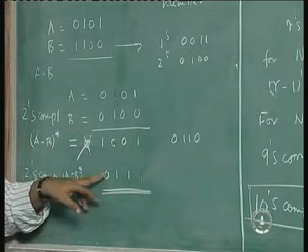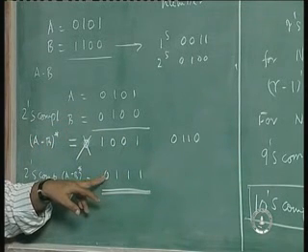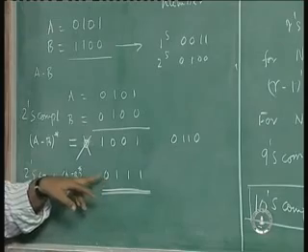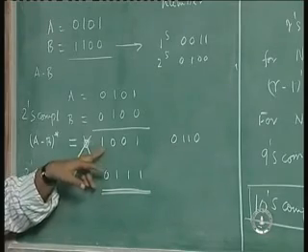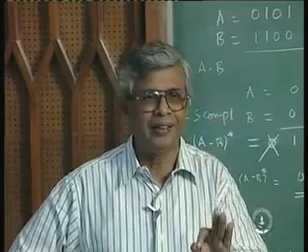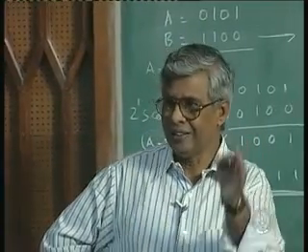But this is 0, and I know the number is negative, so I cannot have a 0 here when the number is negative. The answer is minus 7. When the answer is minus 7, I can't have a 0 here. I have 1 here. So negative numbers are represented in computers by 2's complement, whose MSB is 1.